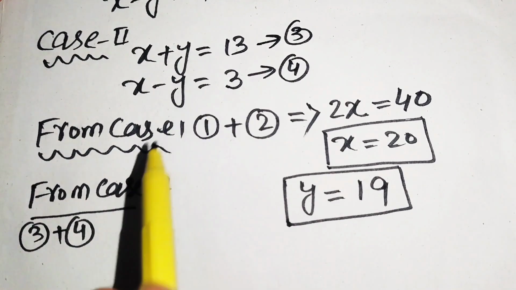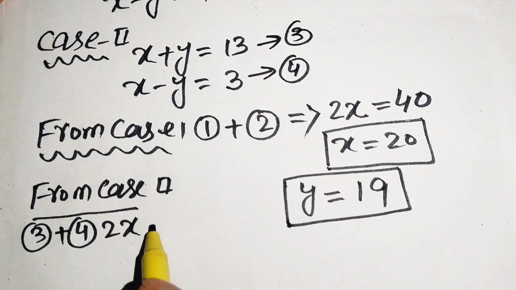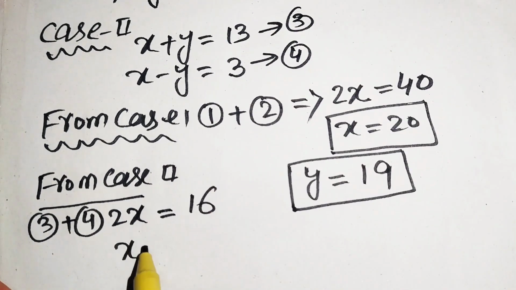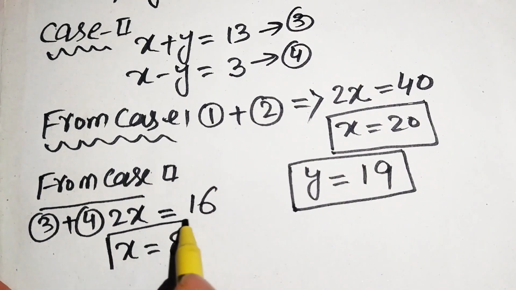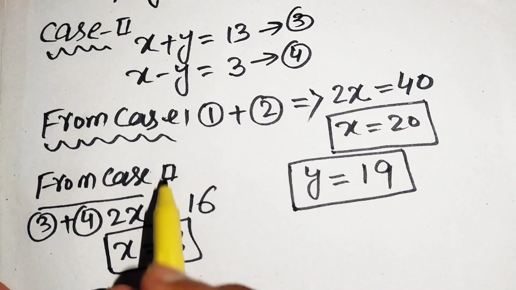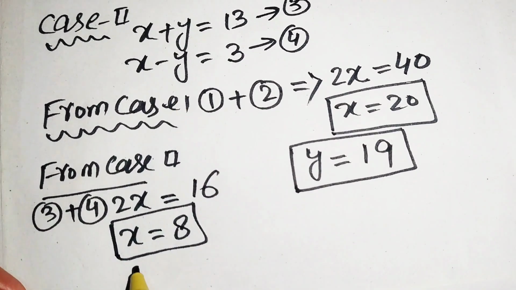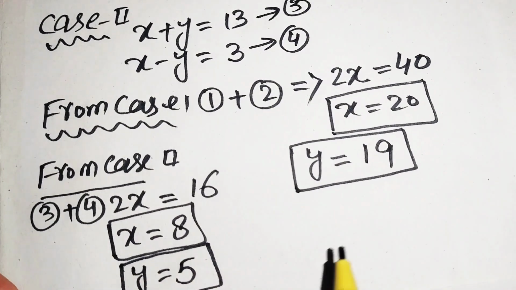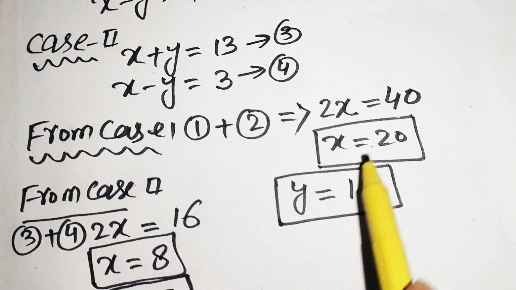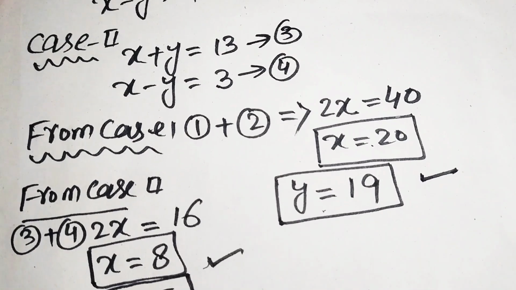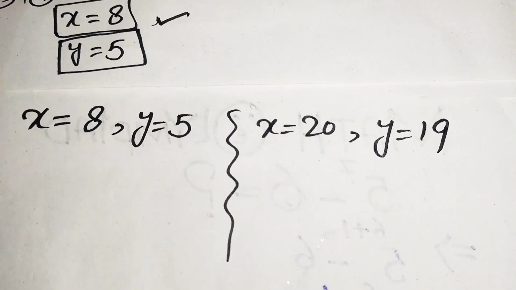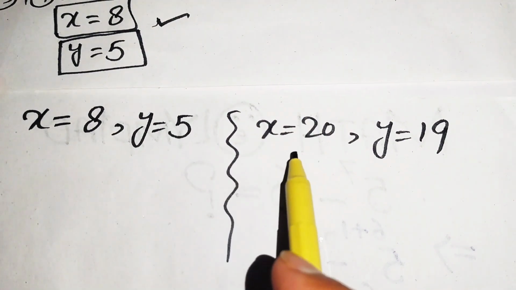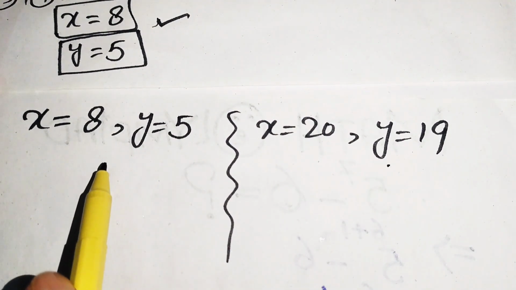When we add these two equations, we easily get 2x equals 8 plus... 13 plus 3 becomes 16, and we easily get the value of x equals 8. Similarly, we put this value of x equals 8 here, and we get the value of y equals 5. So in the first case the values of x and y are this one, and in the second case the values of x and y are this one. So here I copy down the values of x and y. In the first case the values of x and y are this one, in the second case the values of x and y are this one.